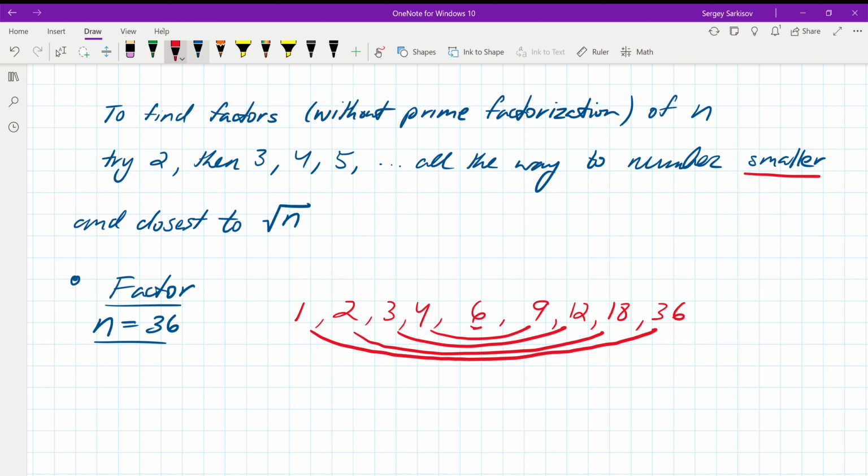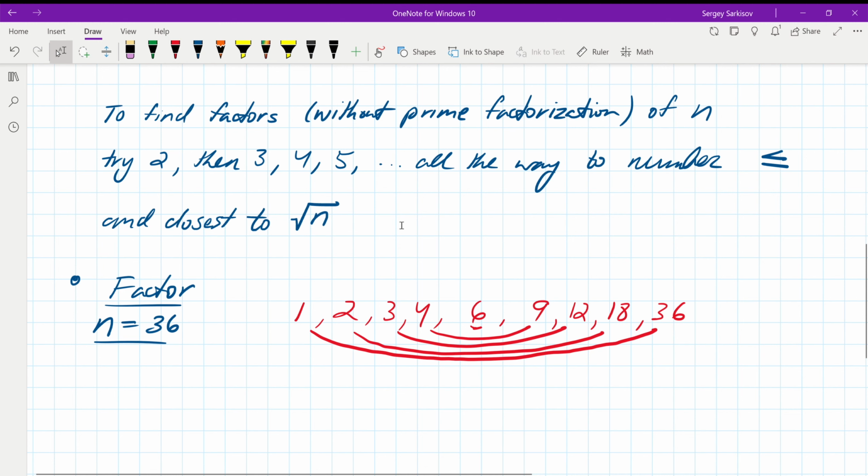Obviously we did 6, which is equal to. Mathematically it's more like this: the number less than or equal to and closest to the square root of n. Obviously, it can be the square root of n. So that's the idea.